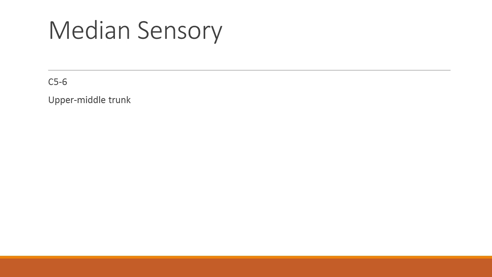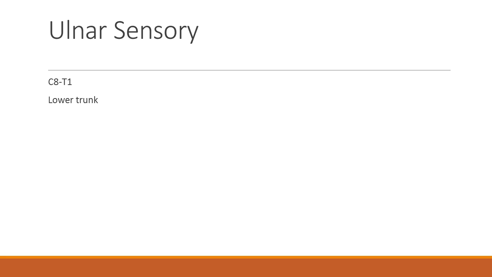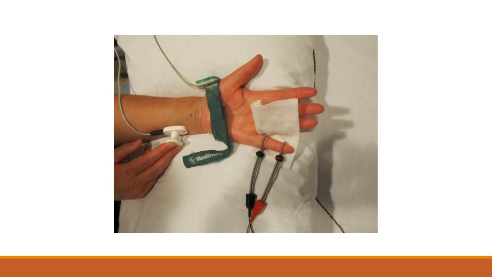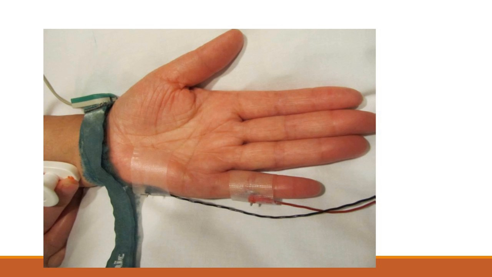Median sensory. So you need to know it's C5-6. It's upper and middle trunk. Those are the kinds of things you need to be aware of. Always know the setup, because any of those questions can be on your test. Ulnar sensory, same thing. You want to be able to identify all those things, because those are things that can be asked. Motors, sensories.